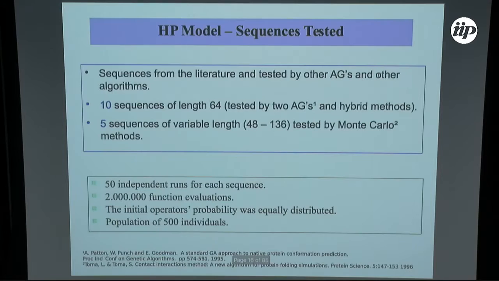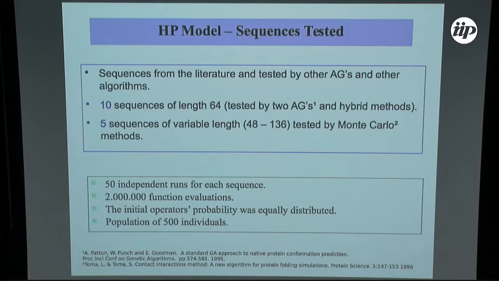We tested our algorithm with very difficult sequences studied by other algorithms in the literature: the 10 sequences of length 64, and 5 sequences with lengths from 48 to 136, tested by other genetic algorithms, hybrid methods, and Monte Carlo. For each sequence we made 50 independent runs, with a population of 500 individuals and 2 million function evaluations.